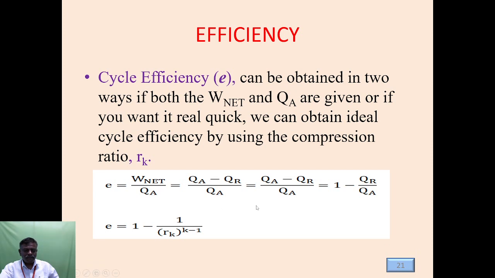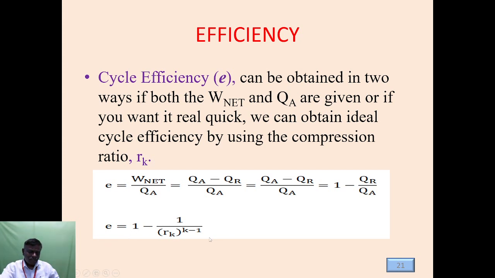But in case of the temperature inside the IC engine, it is very difficult to find out at a particular process, because in a fraction of a second, so many cycles are going on inside the engine. So we have to change this equation in terms of the compression ratio of the engine. So finally we got efficiency equal to 1 minus 1 by r_k power k minus 1.